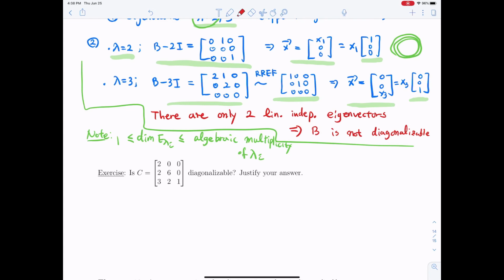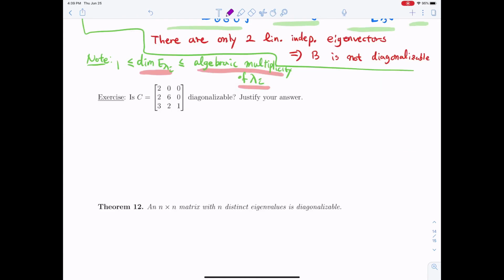So if I rephrase diagonalizability, the given matrix A is diagonalizable if and only if the dimension of the eigenspace corresponding to each eigenvalue is the same as the algebraic multiplicity of the given eigenvalue. Okay, so let's pause the video and try to see whether the given matrix C is diagonalizable or not.